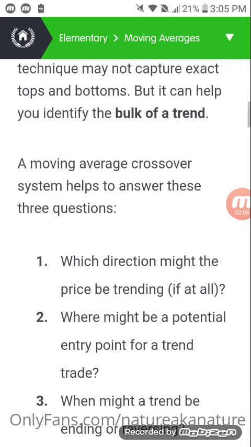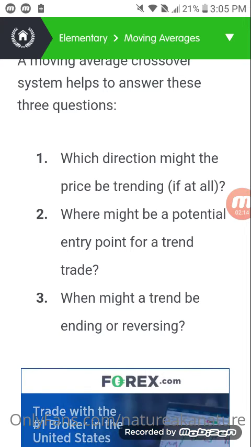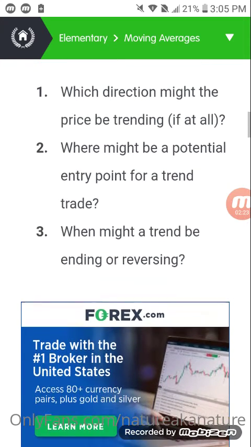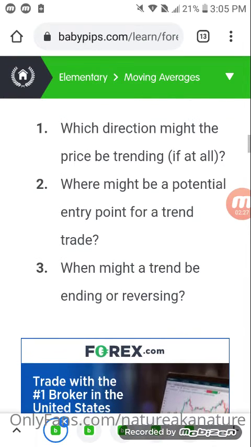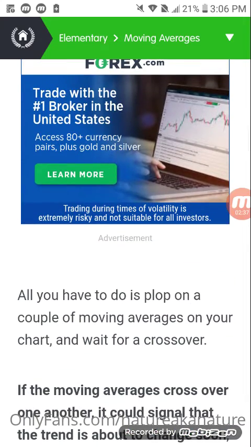A moving average crossover simply helps you to answer these three questions. Which direction might the trend be trending in, if at all? Where might be a potential entry point for a trend trade? And when might a trend be ending, or when might a trend be reversing? So it lets you know the overall direction of a trend, when to get into a trend, and when to get out of a trend. The moving average crossover does all this.